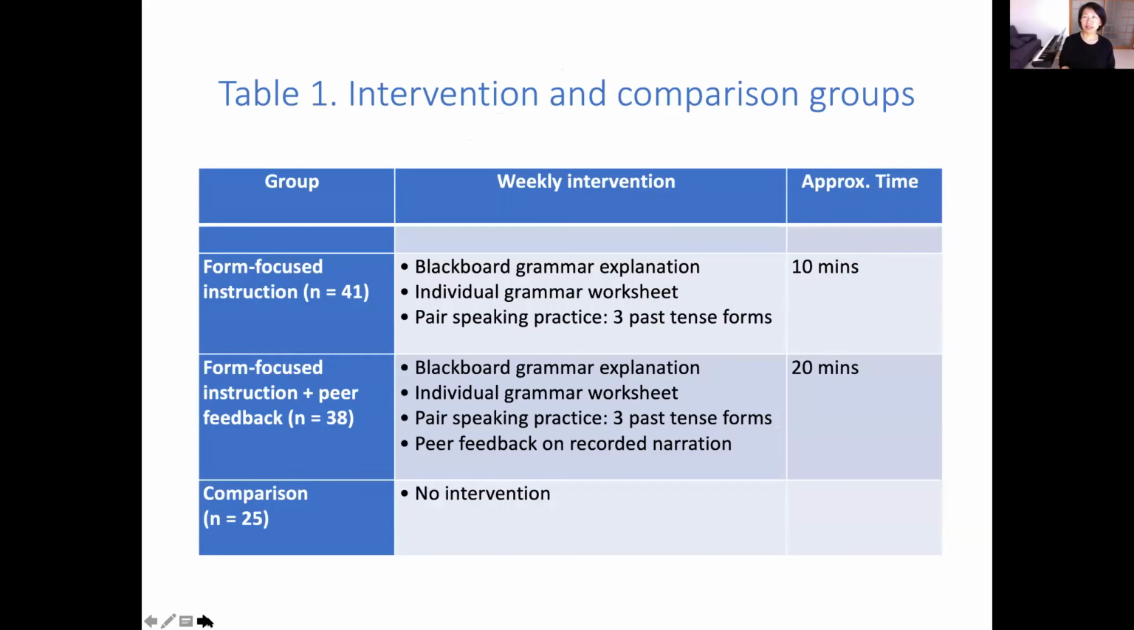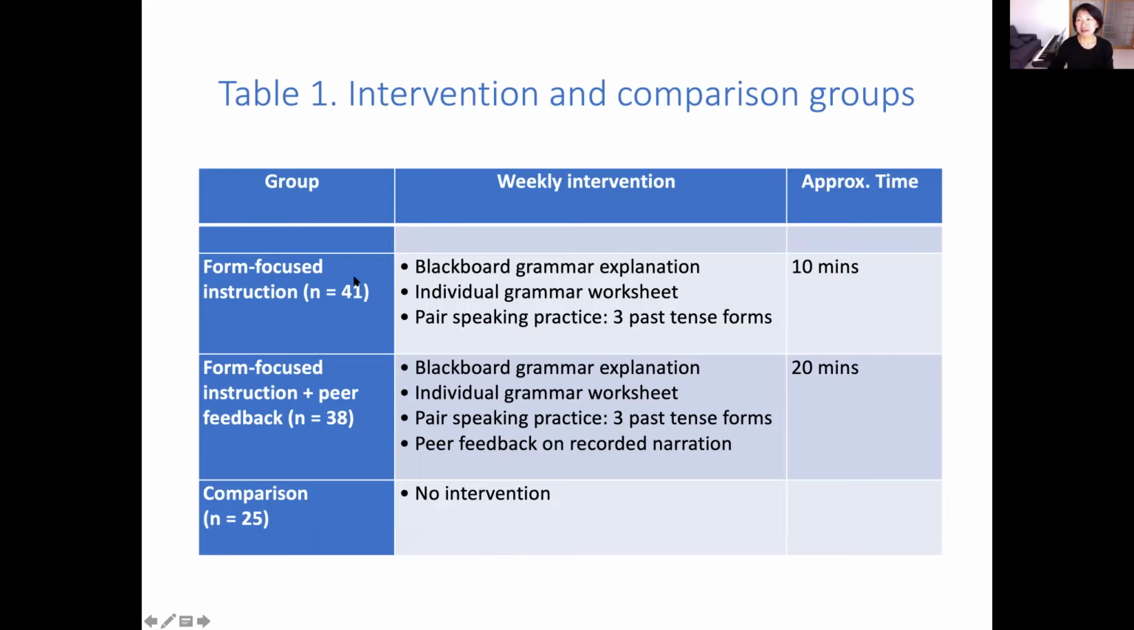Table 1 summarizes the interventions I gave to my participants. The comparison group is usually called a control group. I call it a comparison group because in my case, participants in this particular group also did weekly tasks, which means they did something, not nothing. Therefore they are considered a comparison instead of a control group.